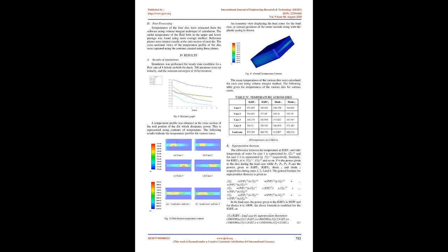A temperature profile was obtained at the cross-section of the mid-portion of the die which dissipates power. This is represented using contours of temperature. The following results indicate the temperature profiles for various cases. An isometric view displaying the heat zones for the load case, at various positions of the entire module along with the plastic casing is shown.